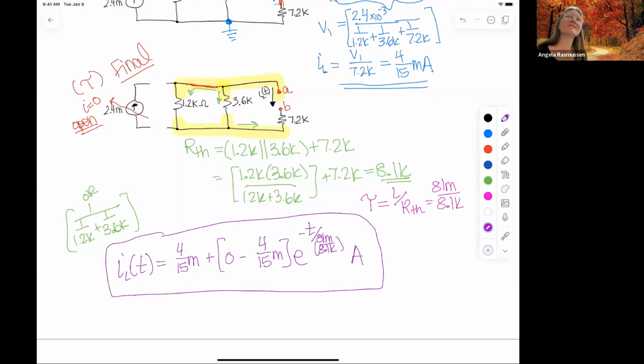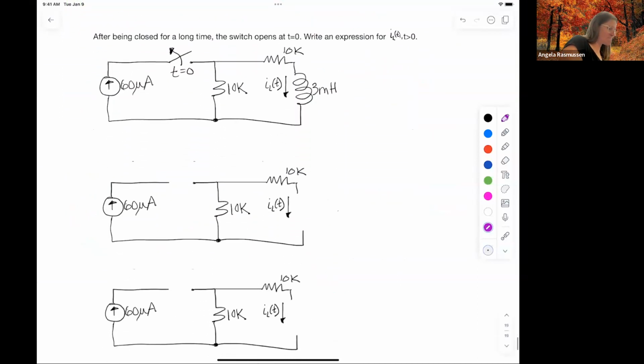All right, questions? Okay, this is what your homework is for next week. On Thursday, these will be due, RC and RL circuits like these. So work through some more problems. I think we have time for one more.